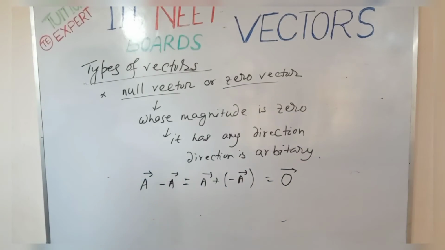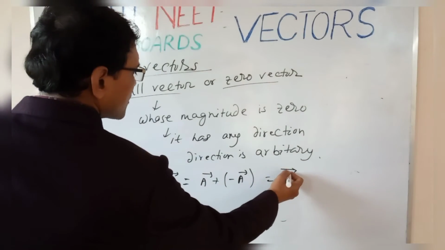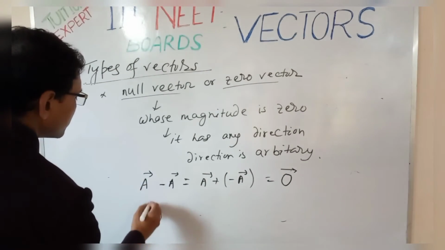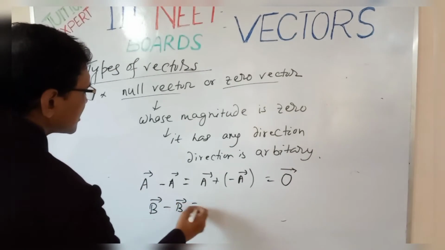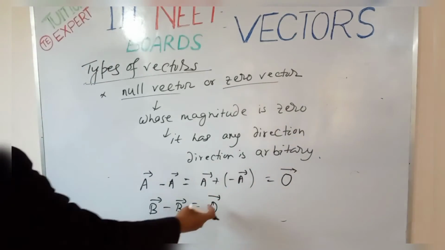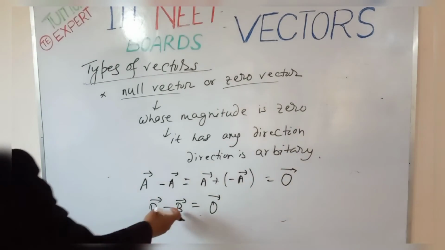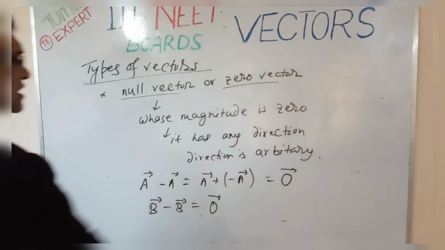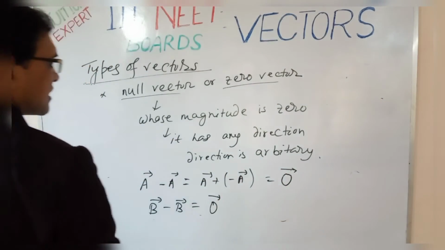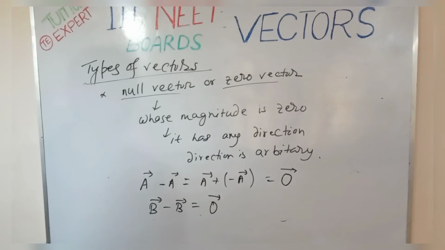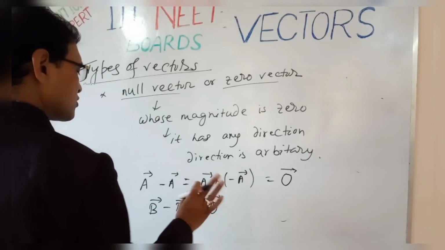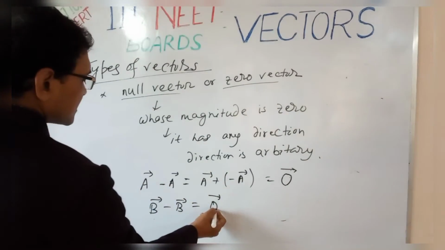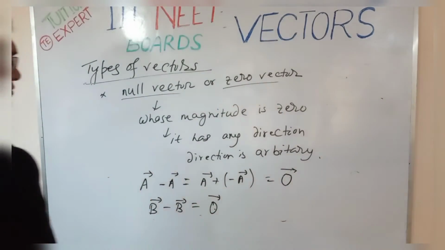It takes any direction. Suppose the direction of the null vector is along a. Suppose b minus b, we can write 0. Here the direction of the null vector is along b, and here the direction of this null vector is along a. So this and this are not the same vector. This is a null vector, magnitude is 0, but its direction is along a in one case and along b in the other.